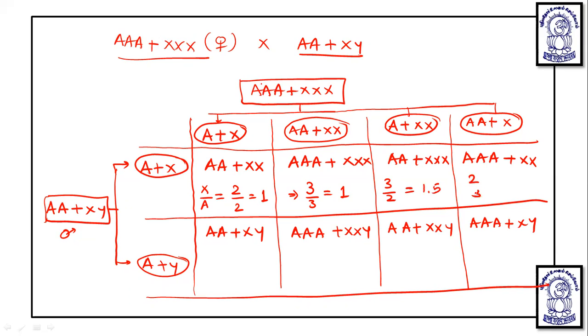Here it is going to be 2 by 3, so it is going to be 0.66. Here it is going to be 1 by 2, so it is 0.5. Here it is going to be 2 by 3, so it is going to be 0.67. Then here 2 X chromosomes and 2 autosomes, so 2 by 2 is going to be 1, and here it is going to be 1 by 3, so it is 0.33.